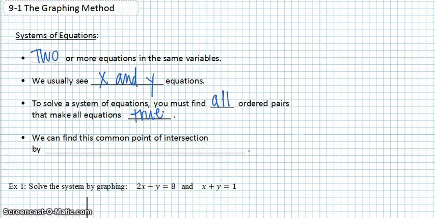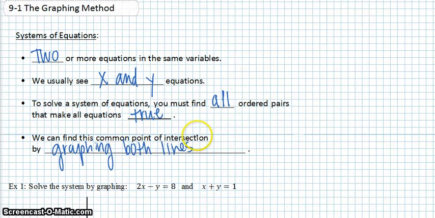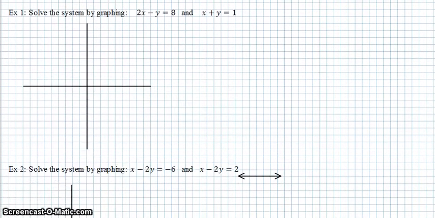We can find this common point of intersection by graphing both lines. So that's what we're going to do here. For our first example, it says solve the system by graphing. So you have two equations. We need to graph them and see where they intersect to find their common point. That means they both use that same point, which means that point is a solution for both of them, which is how you solve the system by graphing.